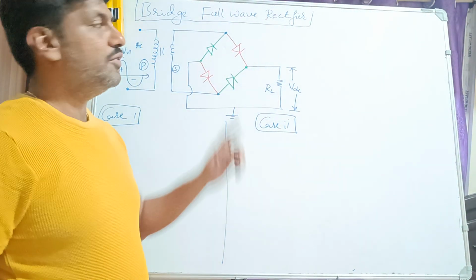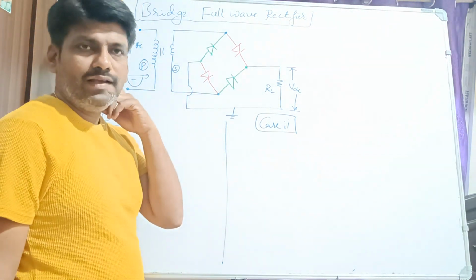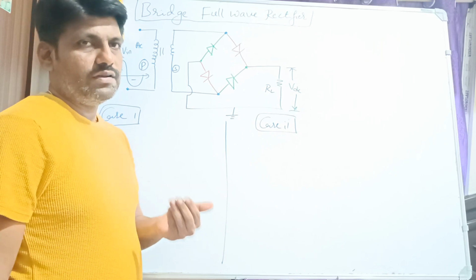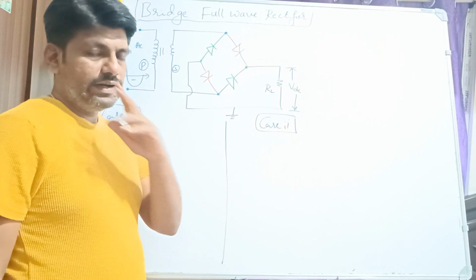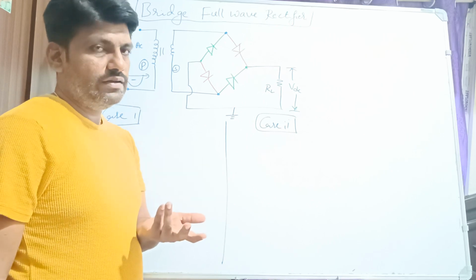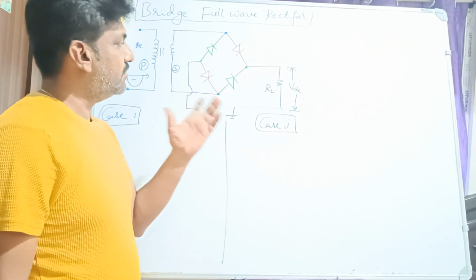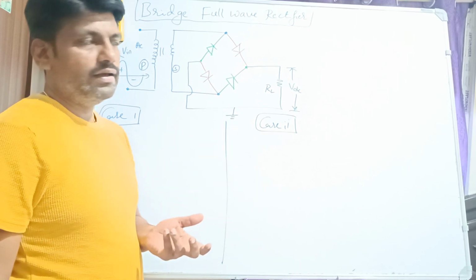So in this video we are going to see what is a bridge full wave rectifier. In the previous class we have seen the definition of rectifier and the types of rectifiers, half wave rectifier and full wave rectifier, and in the half wave rectifier we have seen the derivation also, right? So now we'll see what is a bridge full wave rectifier, what is the circuit diagram, what is the working principle, and how the waveforms will look.